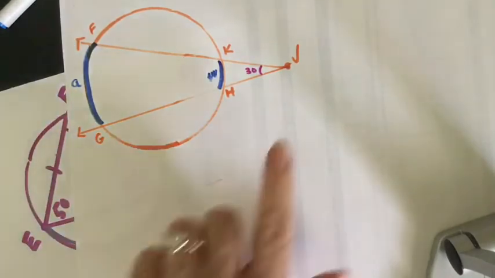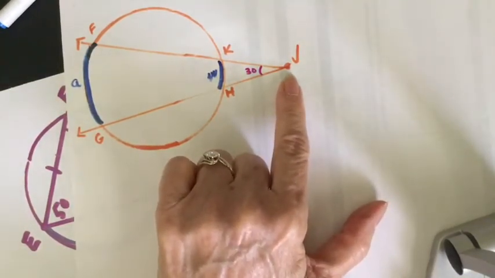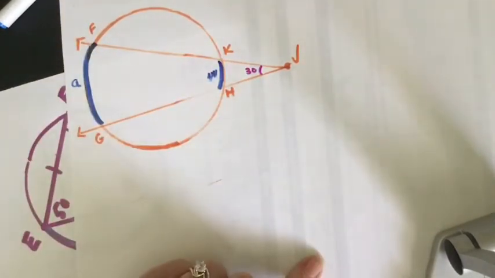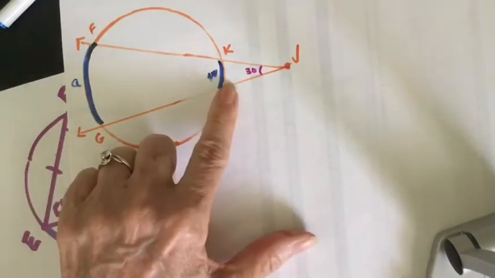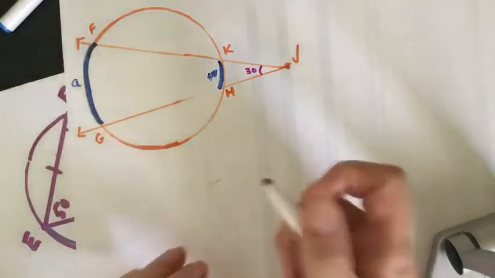Well, as I said, this is important. That angle is on the outside of the circle. So guess what we're going to use? Angles outside the circle theorem. Two secants, one there, one there. Then the measure of the angle formed is 1/2 of the difference of the intercepted arcs. All right, 1/2 of the difference. So let's set it up.